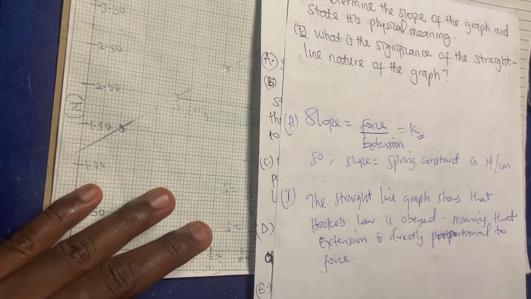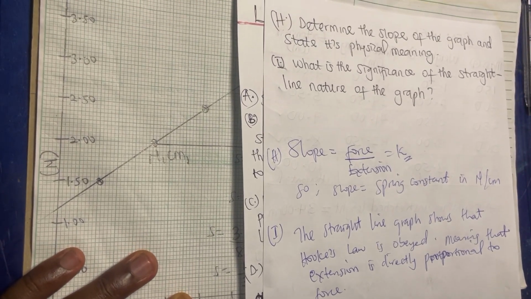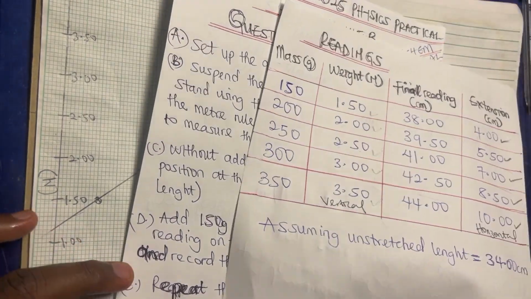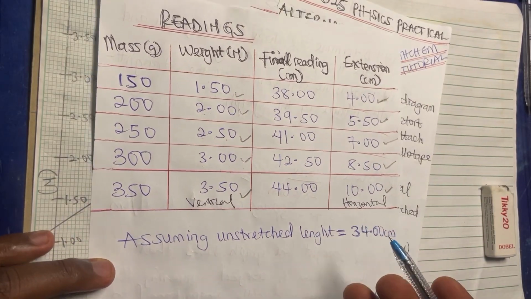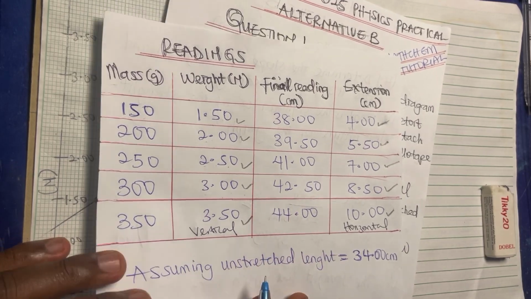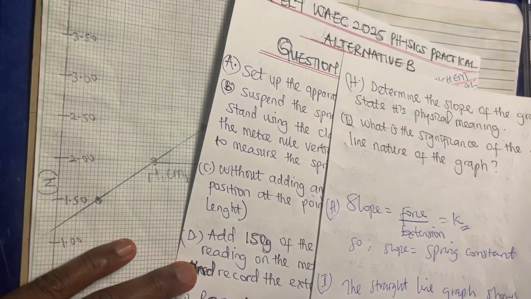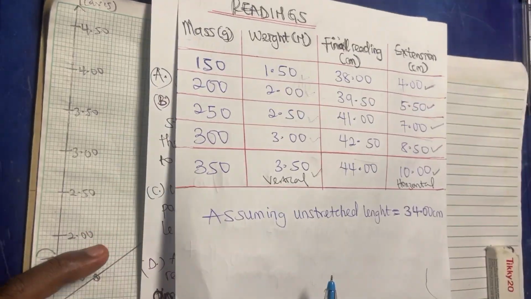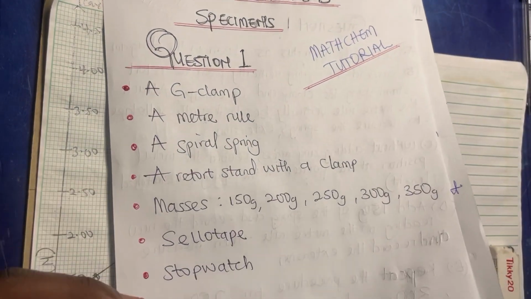So this is just like an idea for you to have. Basically, in most schools, your teacher will actually give you a table for you to work with. So work with the table your teacher gives you, and also plot your graph very well. Follow this procedure to plot your graph. It's very simple. This is exactly the specimen for your question number 1.